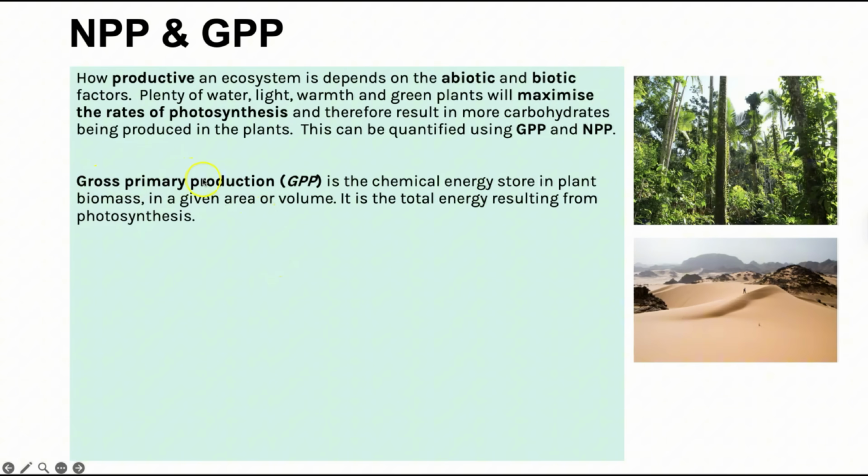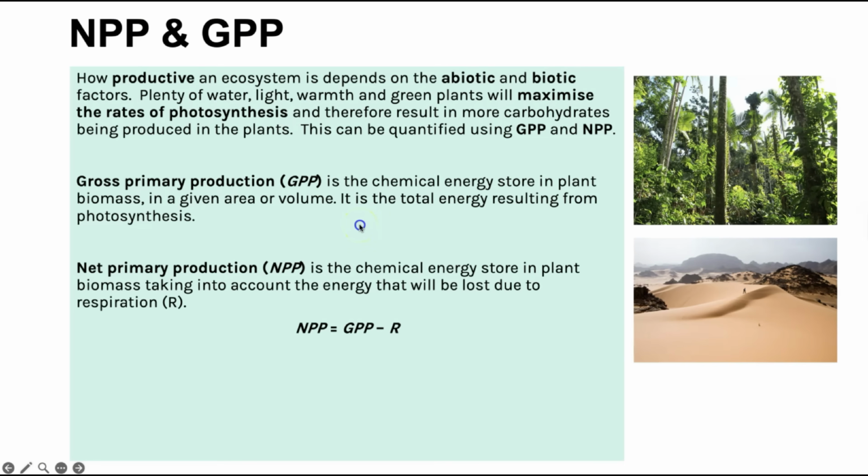GPP, which is gross primary production, that is the chemical energy stored in plant biomass in a given area or volume. So basically, it's the total energy resulting from photosynthesis. Net primary production, or NPP, that's the chemical energy stored in plant biomass after respiration losses have been removed. And that is basically what is available for the next organism in the food chain, because you've taken away the energy losses already.